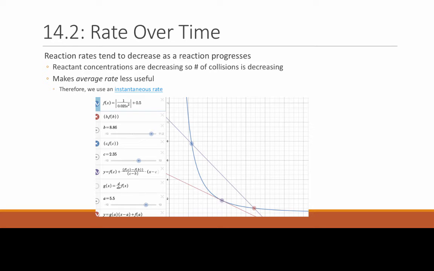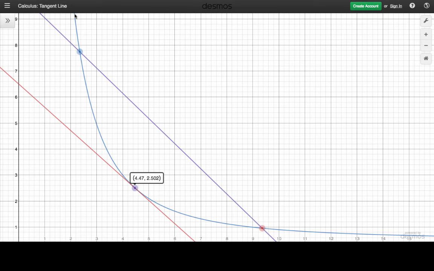This means that the rate of reaction will decrease. However, since the rate of the reaction is not constant throughout the entire course of the reaction, the average rate is not a very useful value. Therefore, we have to use something called an instantaneous rate. In order to understand the difference between average rate and instantaneous rate, consider this graph in which the blue line represents the rate of the reaction over time. Notice the rate is decreasing as the reaction progresses.